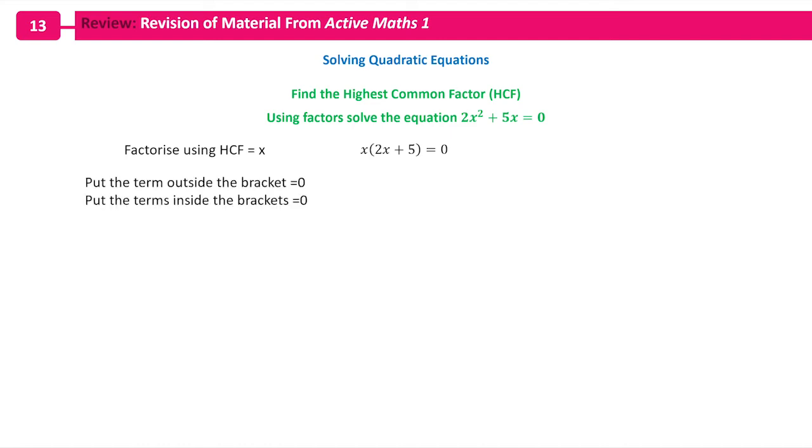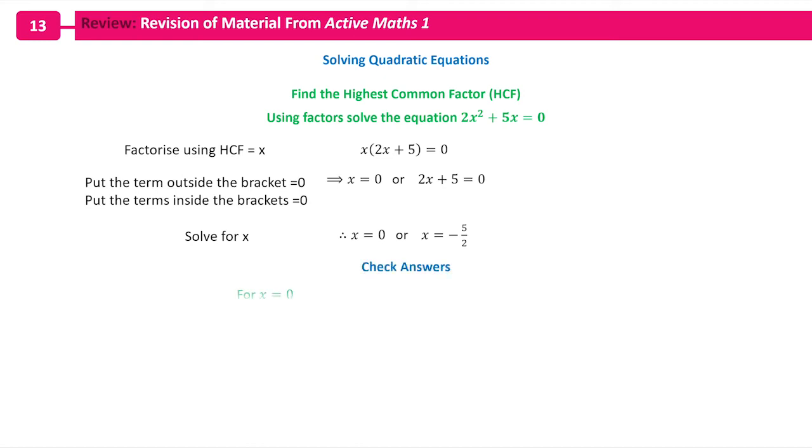From here, put the term outside the brackets equal to 0 and put the terms inside the brackets equal to 0. This gives us x equals 0 or 2x plus 5 equals 0. From here, solve both equations to find the value of x. You will always have two answers here for your value of x. x is equal to 0 and 2x is equal to minus 5. Dividing both sides by 2 gives us x is equal to minus 5 over 2.